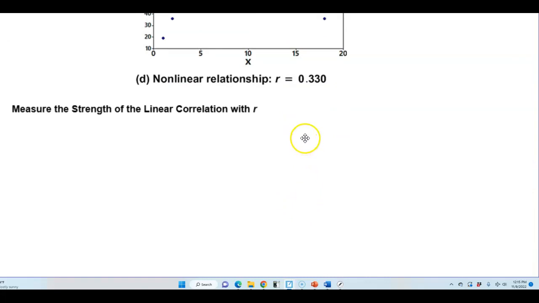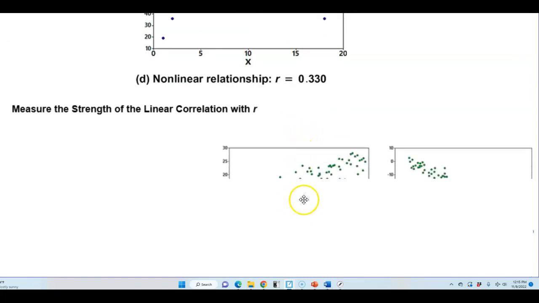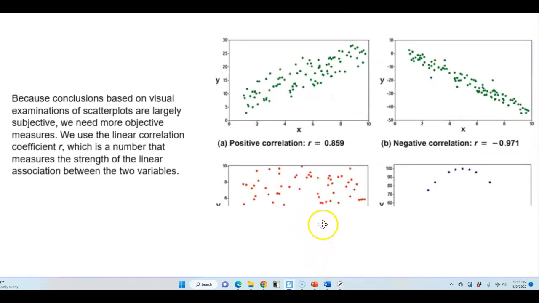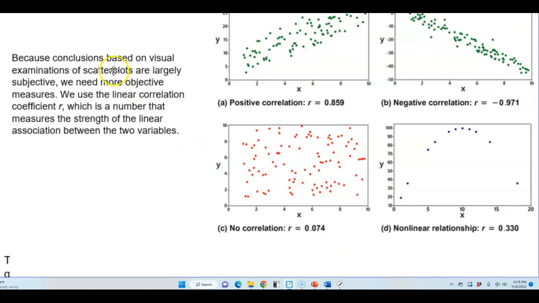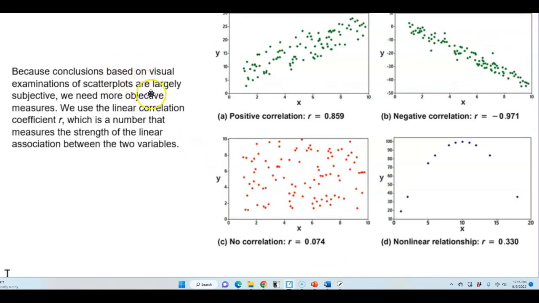Okay, measure the strength of the linear correlation with R. If we take a look at all these four scenarios for the graphs, because conclusions based on visual examination of some scatter plots are largely subjective, we need more objective measures. We use the linear correlation coefficient R, a number that measures the strength of the linear association between the two variables. So for the positive correlation, R is equal to 0.859. For the negative correlation, R is equal to negative 0.971. For no correlation, R is equal to 0.074. And for the non-linear relationship, R is equal to 0.330.